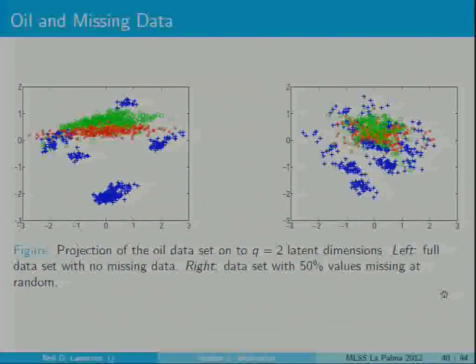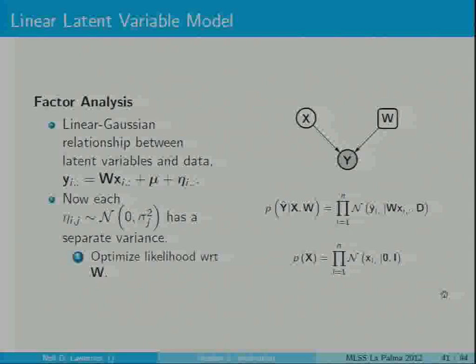Here's 50% missing. Still some of the structure there. Green's overlapping with red completely, but you can still see these separate islands. So factor analysis, as I've said, is the same model, but with this noise variance now D. So each output now has its own variance, but it leads to this problem that you can't optimize this likelihood in one step. You can use an EM algorithm, but it's not the fastest way, and I did do a little bit of reading about it.